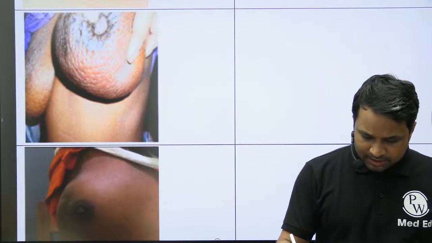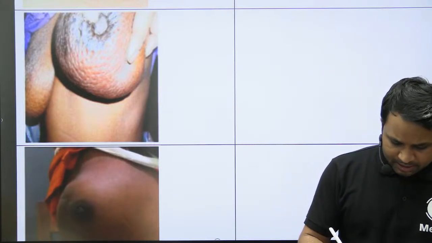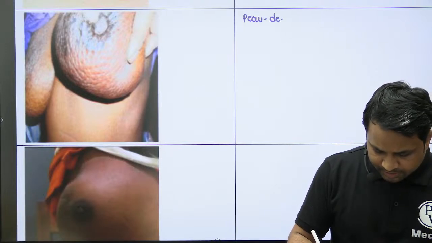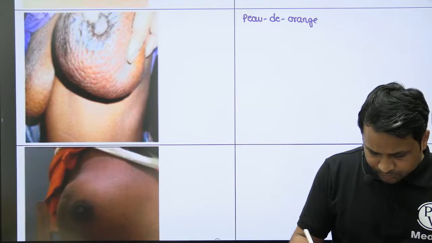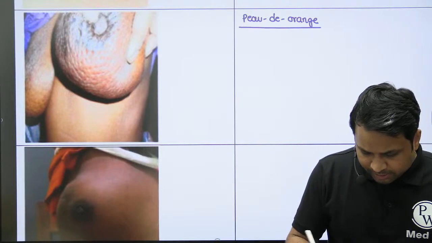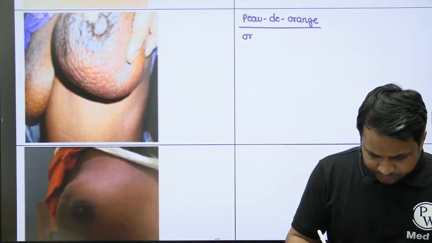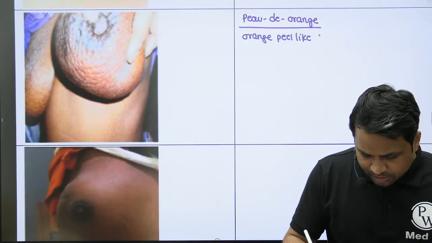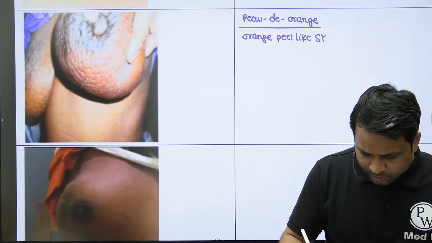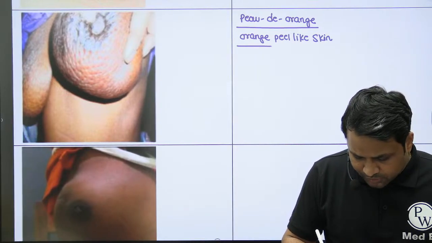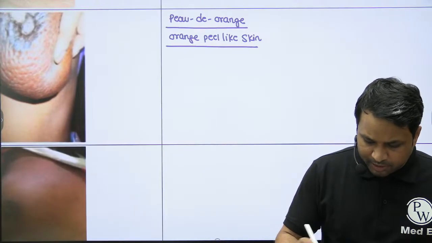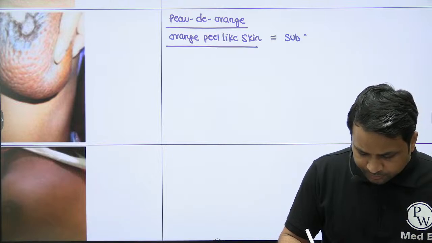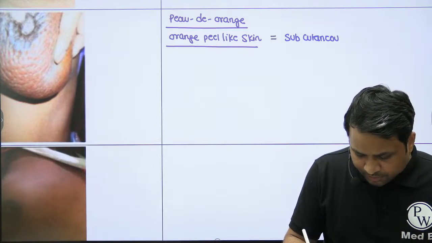Now this is a classical image. I hope everybody knows it. This is the classical image of peau d'orange. Peau d'orange is nothing but orange peel like skin. This orange peel like appearance occurs because of subcutaneous edema.